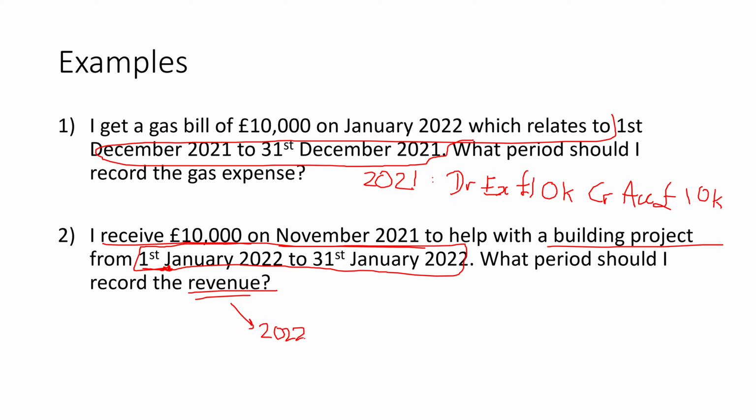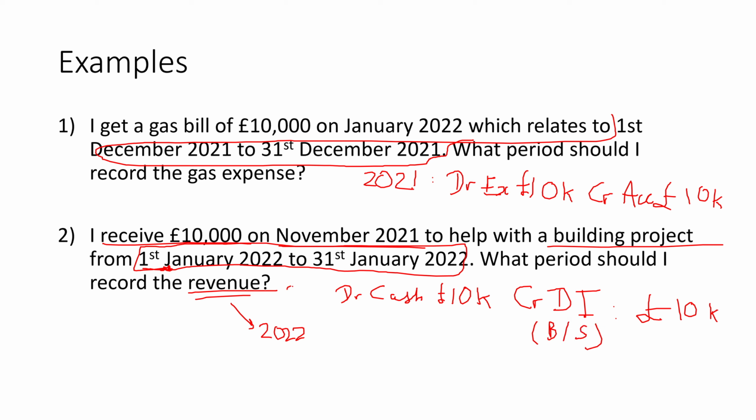And let's look at the double entries. So I'm receiving cash, so I debit cash 10k. Where does my credit go to? It goes to an account called deferred income, because I'm delaying when I record the income. And deferred income is a balance sheet account, so we're not seeing an increase in profit of 10k. So this is 2021.